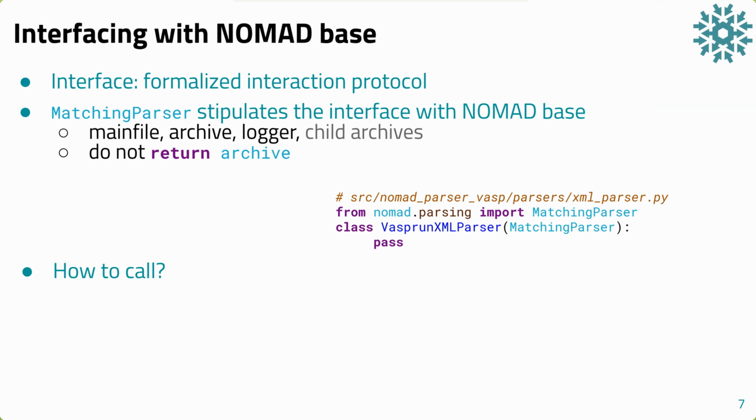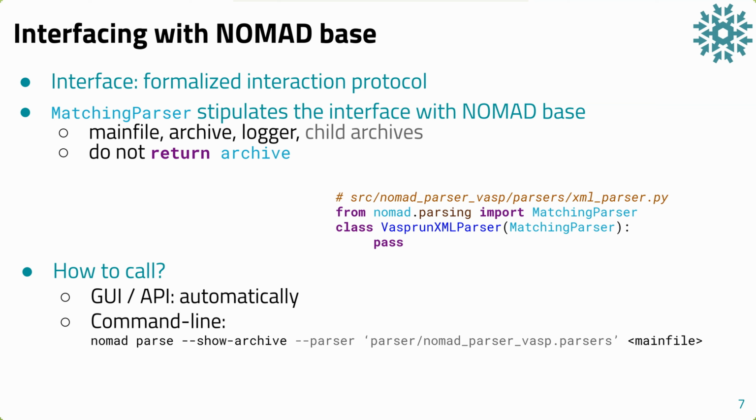So then how do we interact with this parser? Well, there are a couple of options. You already saw in the beginning that Nomad offers both a GUI, a graphical user interface, but also an API by which you can connect with it. It will automatically then recognize and call the relevant parser. So you don't have to do anything else there. Just go down the other tutorials if you want to learn more about how these entry points work.